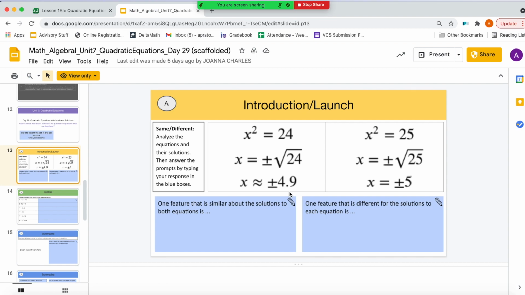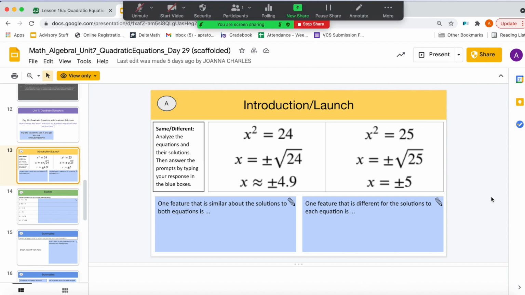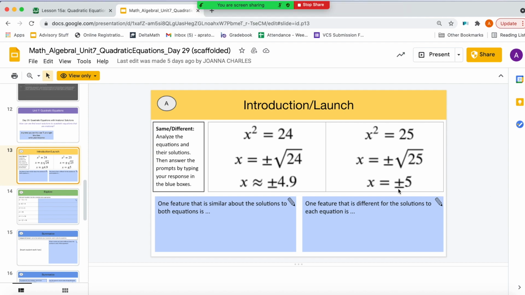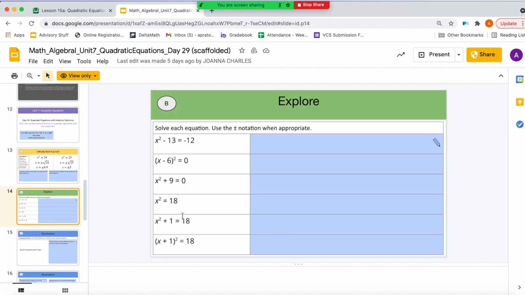You want to facilitate a conversation and really just let students know that we can write x equals 5 and x equals negative 5 are the solutions, but an even shorter way to write this is x equals positive or negative 5. And so in the Explore, students are asked to solve a number of questions where their solution may be irrational. And they can practice writing their solution in this way as positive, negative.